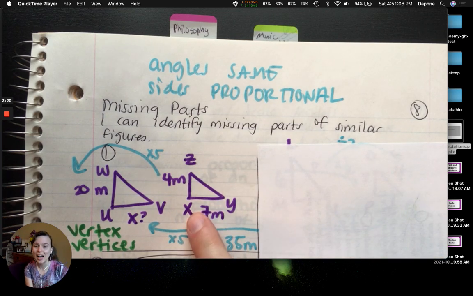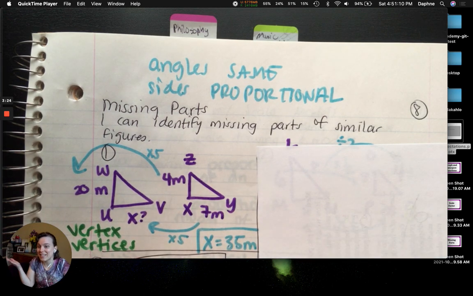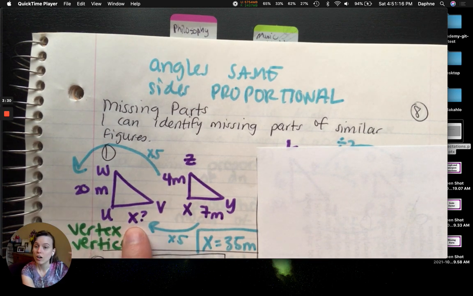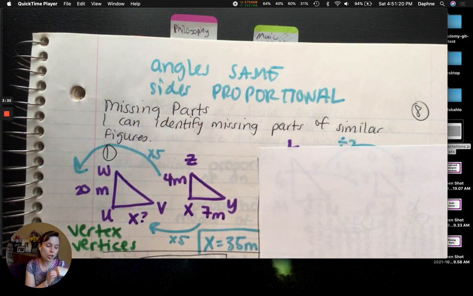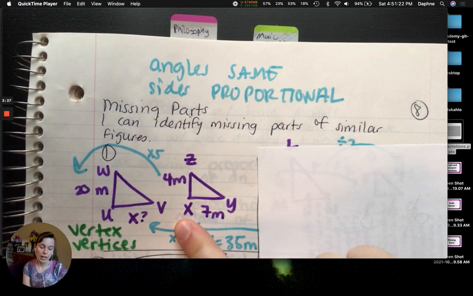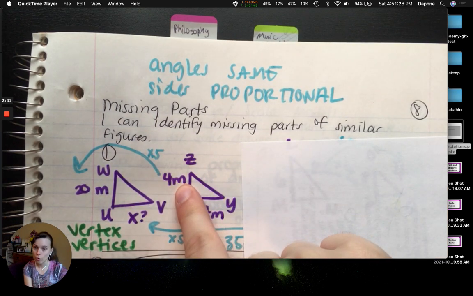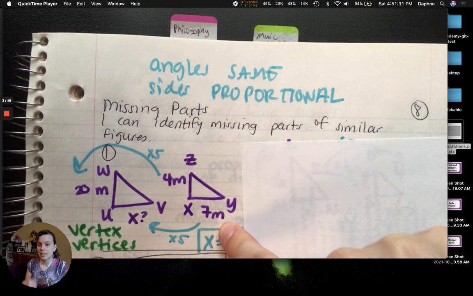So this is a capital X. This is a lowercase x representing our missing side. So I put a question mark on it just so you can tell that this is not a vertex. This is our unknown value, the missing part that we're trying to find. So on this first triangle, we have 2 sides labeled. We have 20 meters labeled, which corresponds to the 4 meters. And we have an x, we don't know what it is, and that corresponds to the 7 meters.